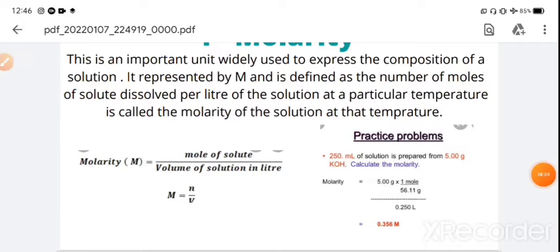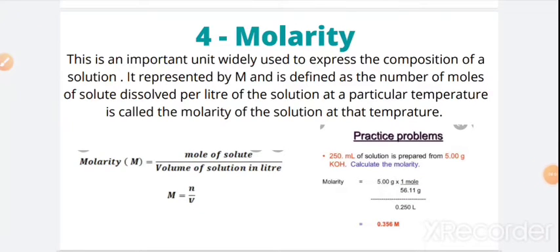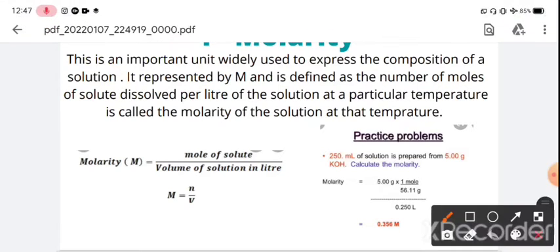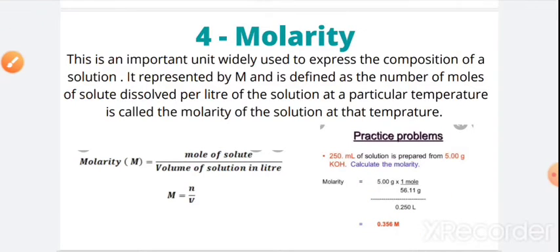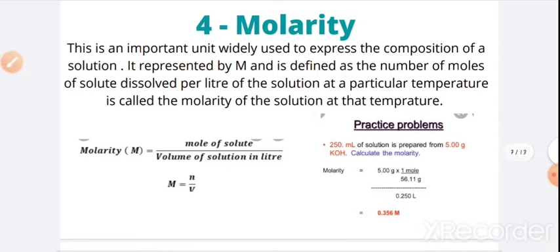Now 250 ml should be converted into liter, that will be 0.25 liters. Now if we divide 5 by 56 by 0.25, we will get 0.356 M. Here capital M represents the molarity of the given solution. I hope you understand about molarity and how it changes.